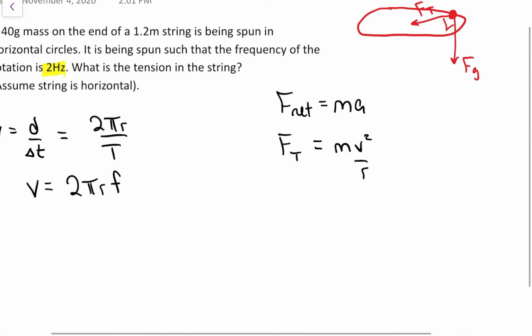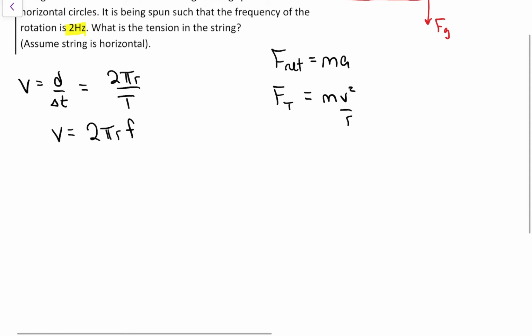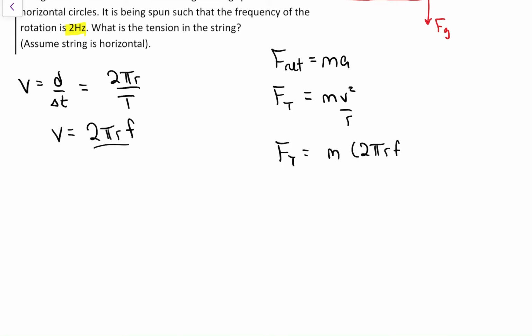In this one, what we're going to switch around is, we're going to apply v equals 2 pi rf. So F tension is m times (2 pi rf) all squared all over r. Expanding that out, I'm going to switch the order a little bit. The 2 squared makes 4. Pi squared is pi squared. We've got an m. I've got an r squared, but then the r on the denominator makes just a regular r, and then f squared.